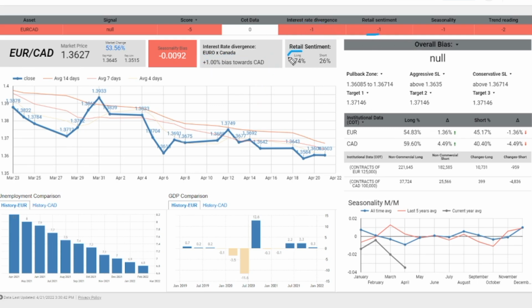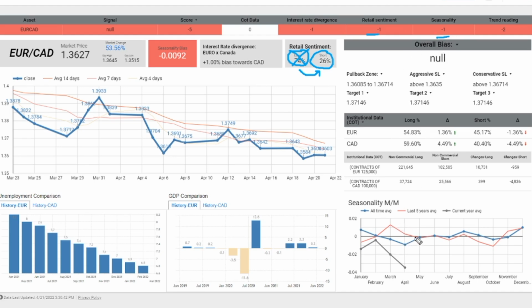Retail sentiment at the time of filming this, 74% of retail traders are long on this pair, while only 26% are short. So for me, wanting to go away from the crowd, because the crowd tends to be wrong, they tend to be losing traders, I'm going to go ahead and tend towards the minority in this case.